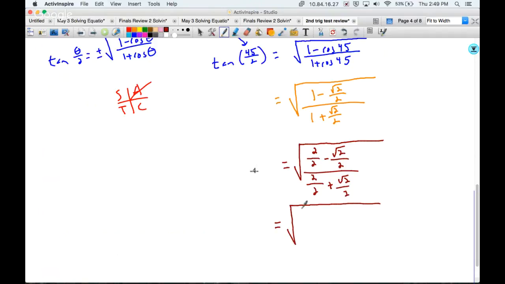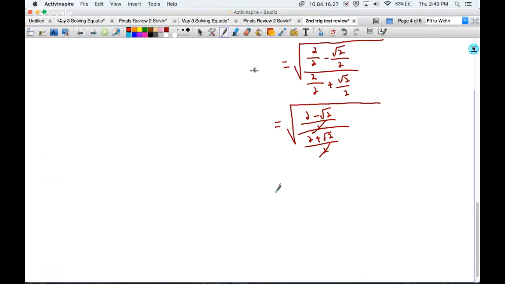And now that I've got those common denominators, I can make this 2 minus root 2 over 2 all over 2 plus root 2 all over 2. I can copy dot flop, but essentially these 2's will cancel out. And now what do I have? I've got the square root of 2 minus root 2 over 2 plus root 2. I've got to multiply by a conjugate here. To simplify this, 2 minus root 2 is my conjugate.